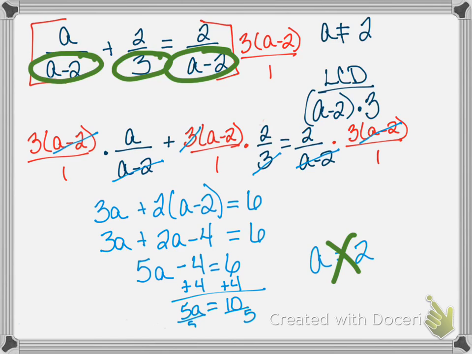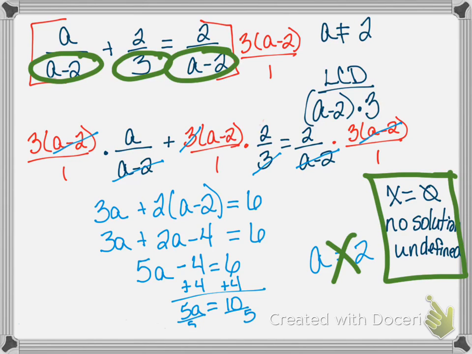There is no solution. So my answer to this can be a couple of different things. It can be x equals 0 with a line through it. If you don't put that line through it, it means something different. So this right here means no solution. You can write the words no solution, or you can write the word undefined. Any of those are acceptable. The only thing that's not acceptable is x equals 2. X equals 2 is undefined, so we have to throw that out. Okay?